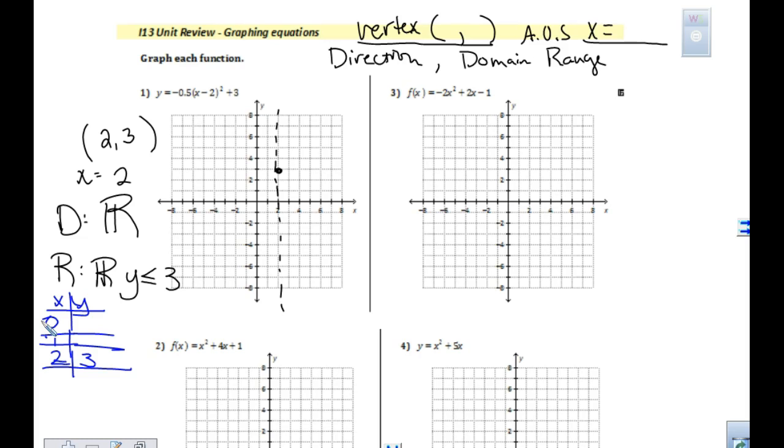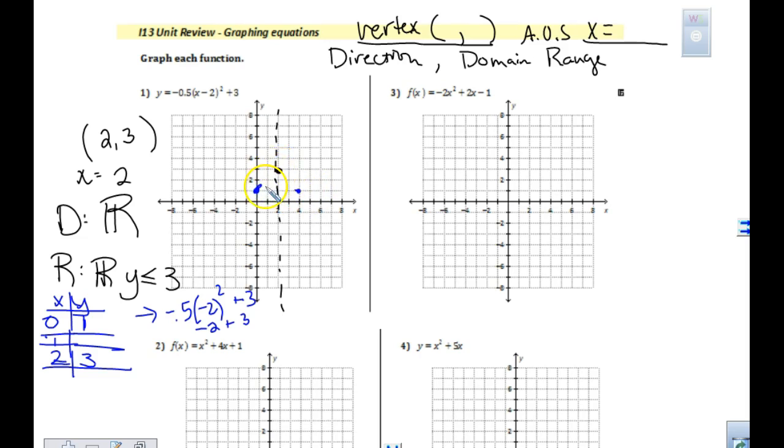So if I plug in 0 for this one, I'm going to have a negative 0.5 times negative 2 squared, and then plus 3. Well, this is 4. 4 times negative half is going to be negative 2. Negative 2 plus 3 is 1. So at 0, the y-intercept is not 3. It is down at 1, right? Which means I know that over here, this point has to be at 1.